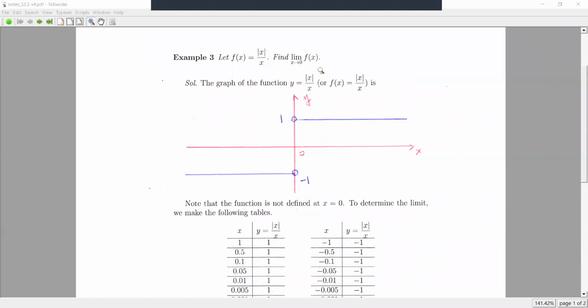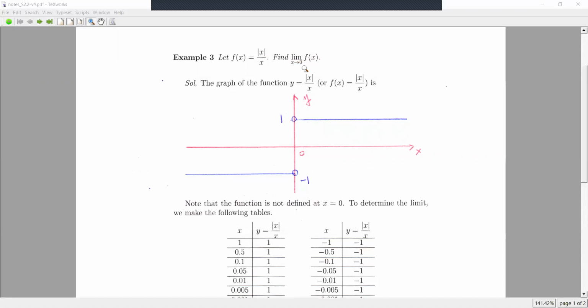Again, I use tables to find this limit. In this limit, x approaches 0. There are infinitely many ways that x can approach 0. X can approach 0 from the left side of 0. X can approach 0 from the right side of 0. X can approach 0 by jumping around 0. By convention, no matter how x approaches 0, the function should approach the same number. Otherwise, we say that the limit doesn't exist.